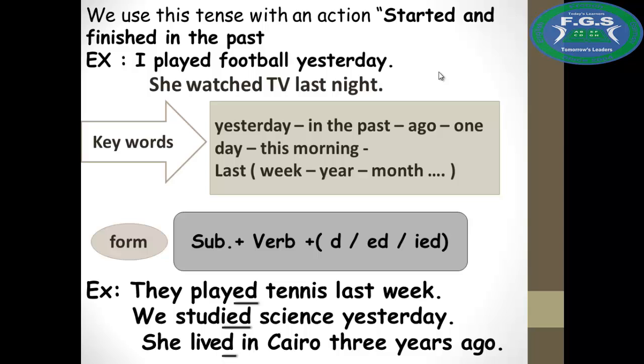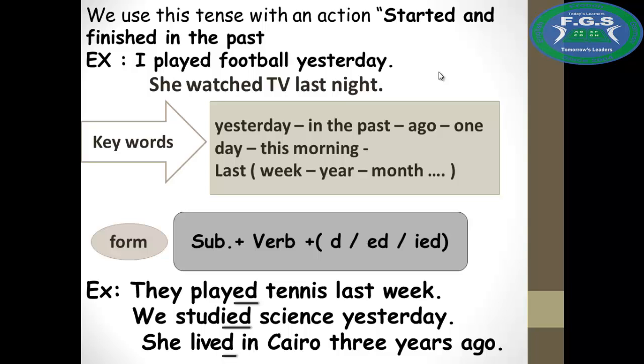What about the form of the simple past? The form of the simple past is subject plus verb followed by d, ed, or ied. For example, number one, they played tennis last week. Number two, we studied science yesterday. Number three, she lived in Cairo 3 years ago.